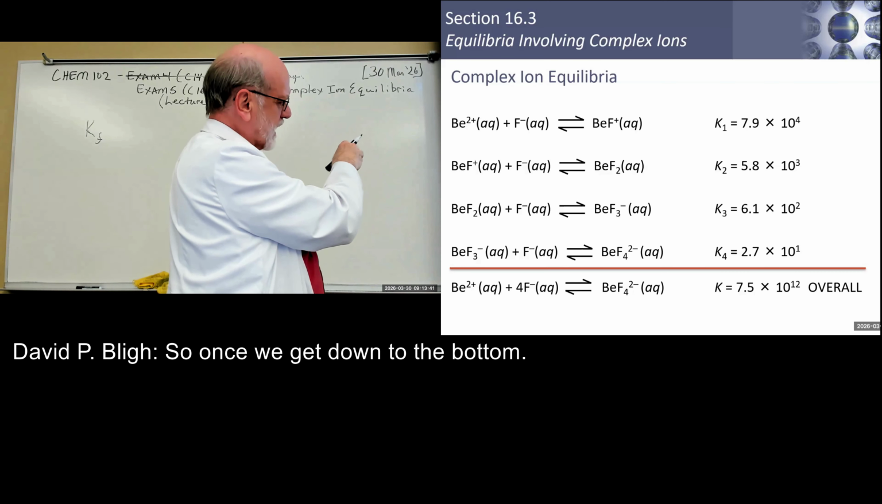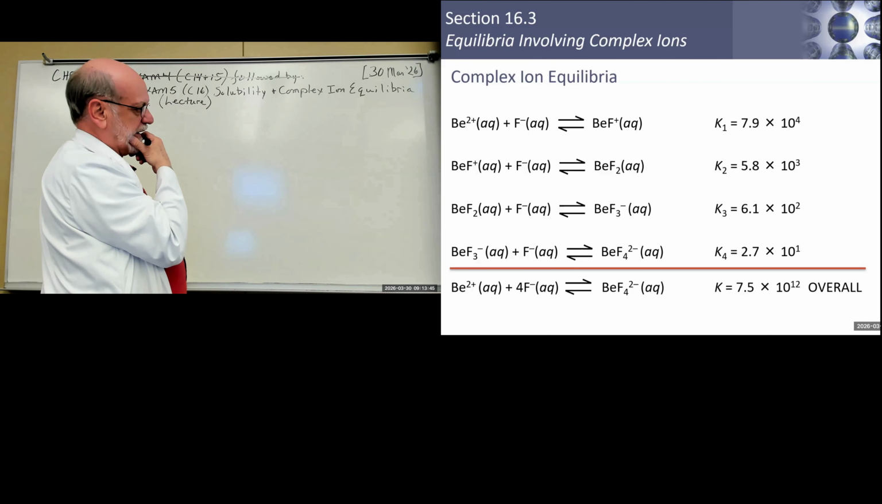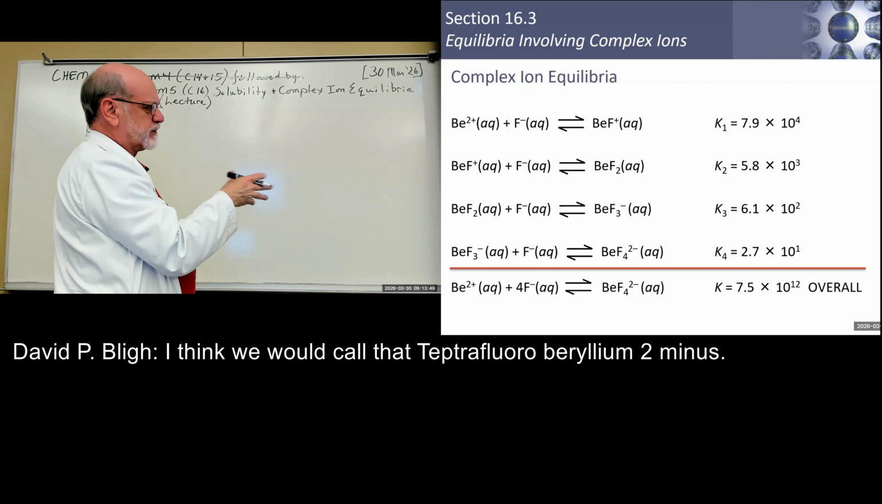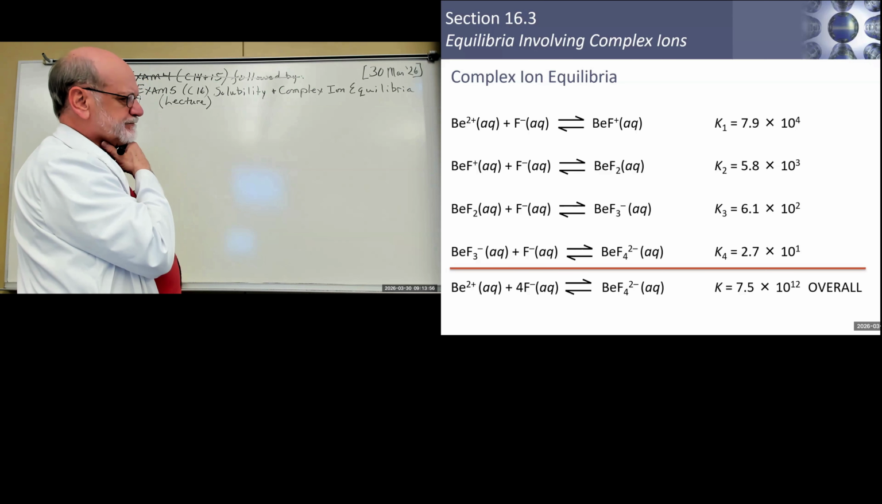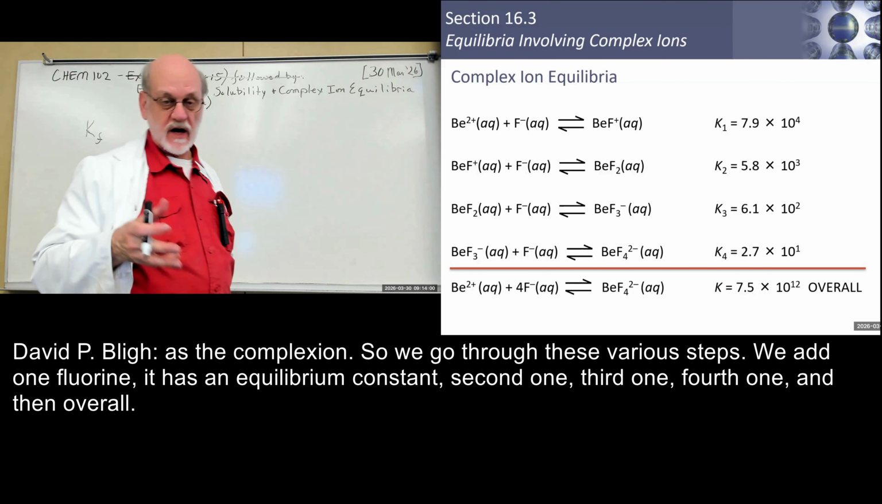So once we get down to the bottom, I think we would call that tetrafluoroberyllate 2-. Don't hold me to that. I think that's what it's called as the complex ion.